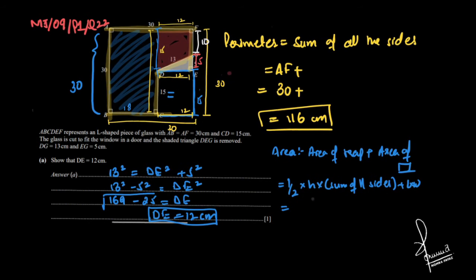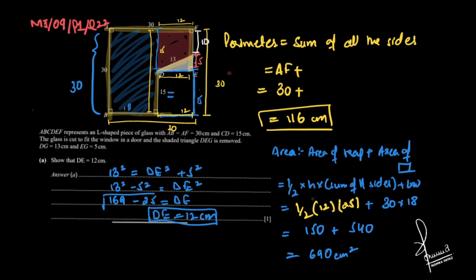So what you will do is half into your height, which we discussed is 12, into your sum of parallel sides which is 25. Now let's come to the rectangle, okay. For the rectangle you have this length and this length. So you will do 30 into 18 for the area of the rectangle. When you calculate the area of the trapezium, you get 150. When you add the area of the rectangle to this, which is 540, the final answer that you get is 690 centimeters square, because you're talking about the area. Please do not forget the unit.